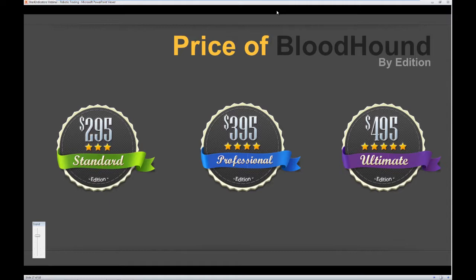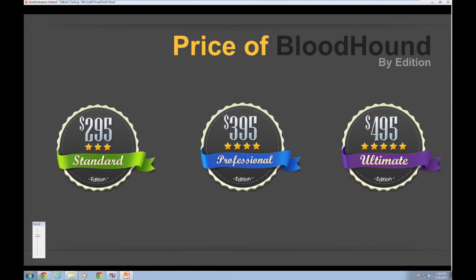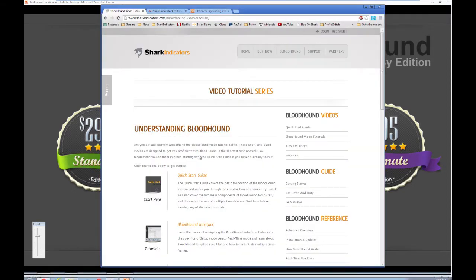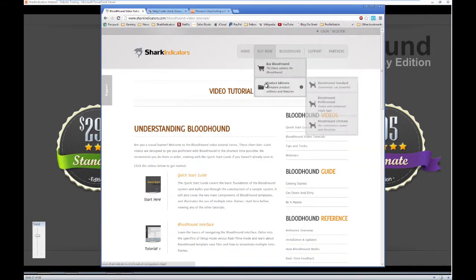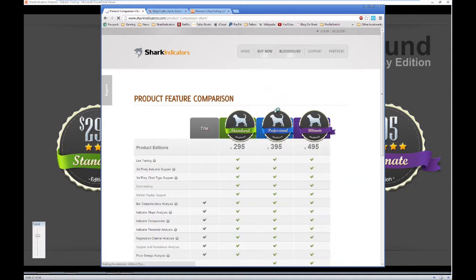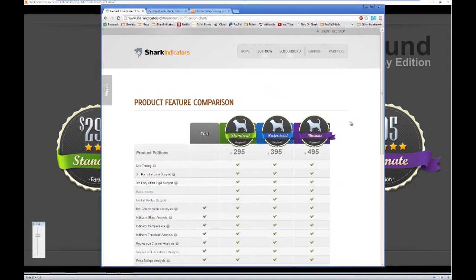Okay, so the way we work is we have a very traditional kind of software model. A one-time purchase will entitle you to 1 year of free updates. So we're constantly evolving the product and putting new features in and that sort of thing.